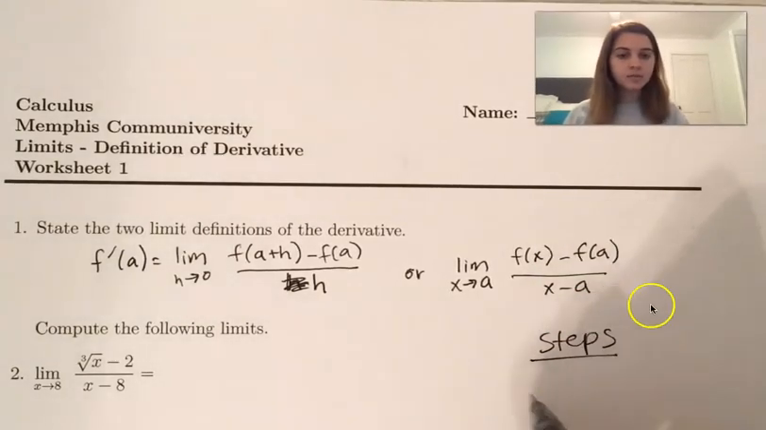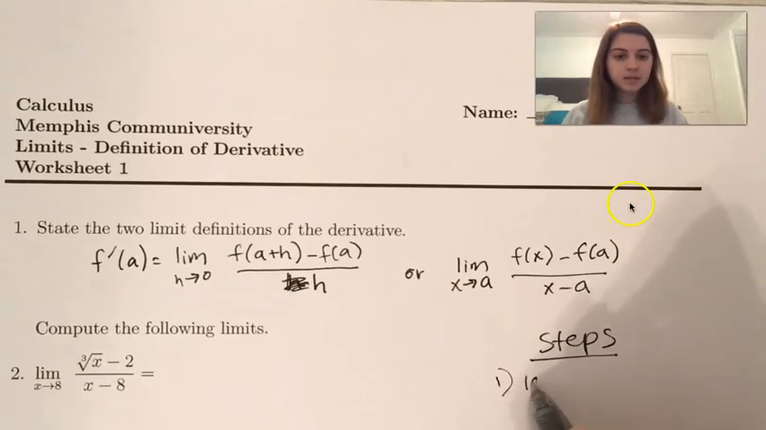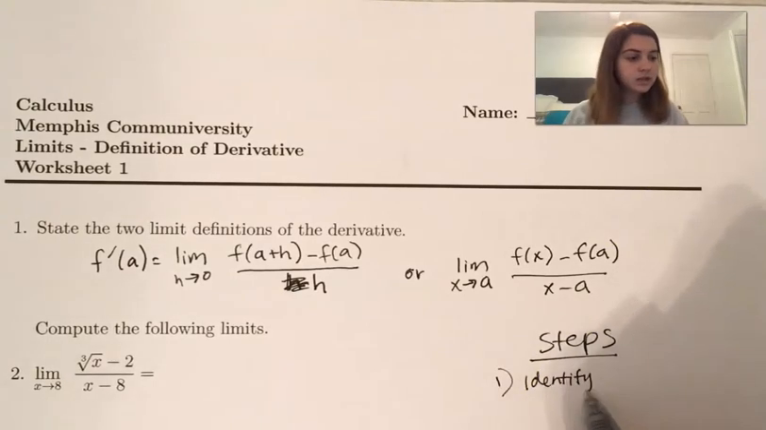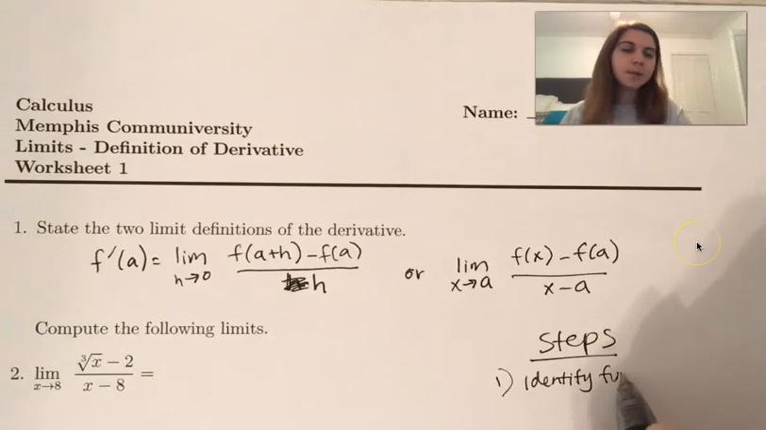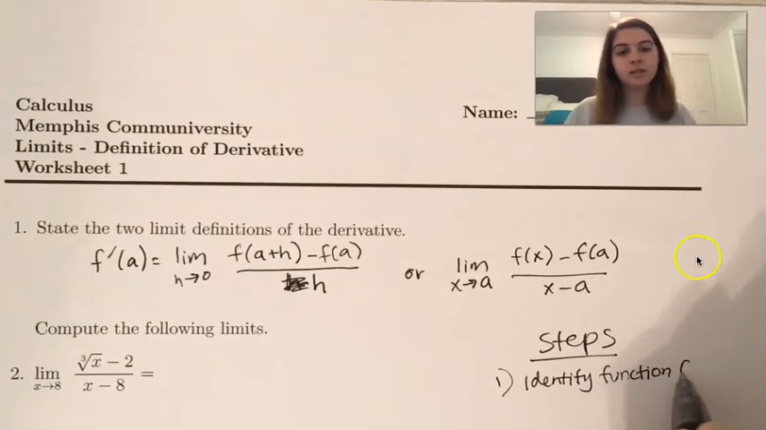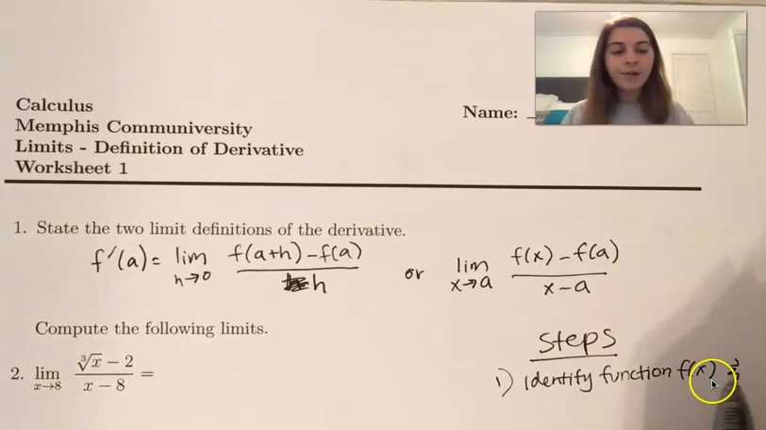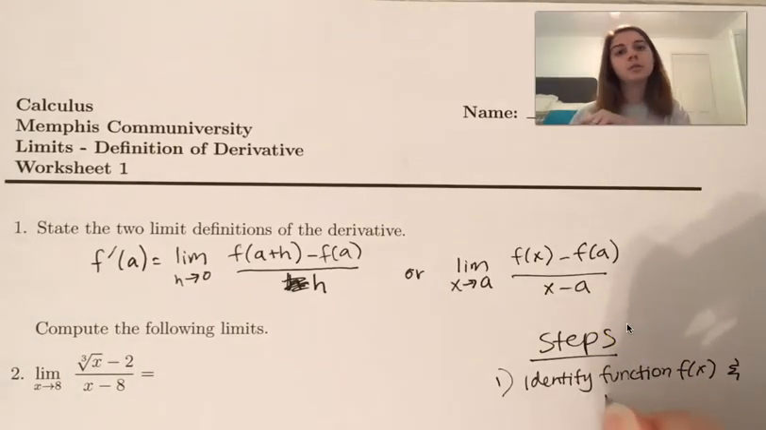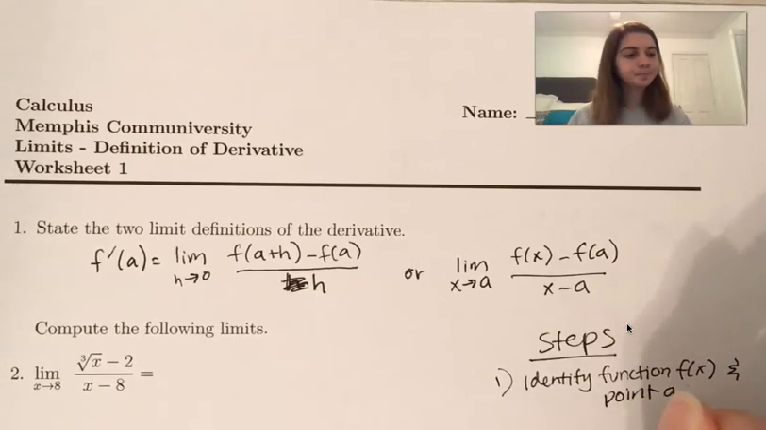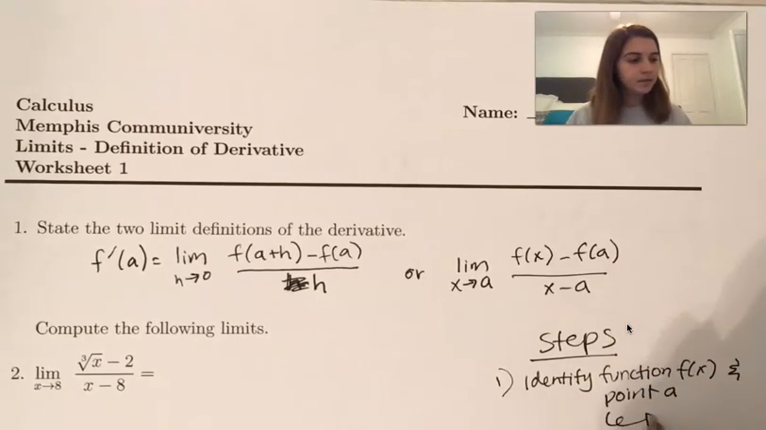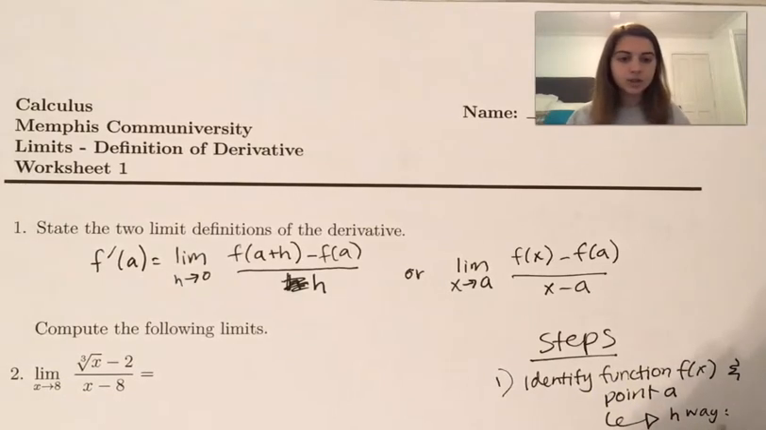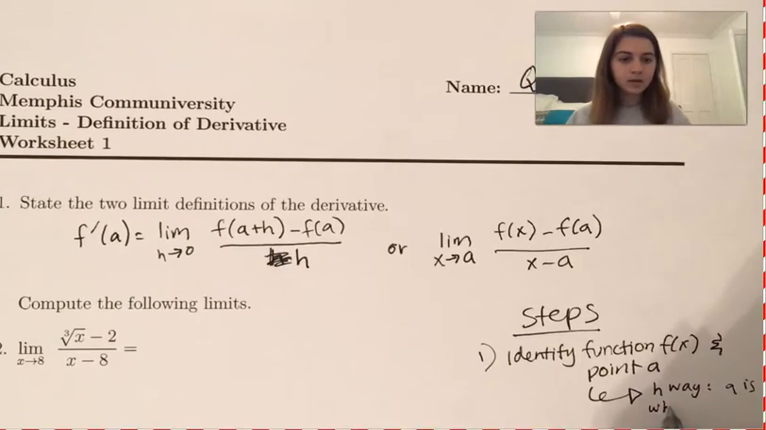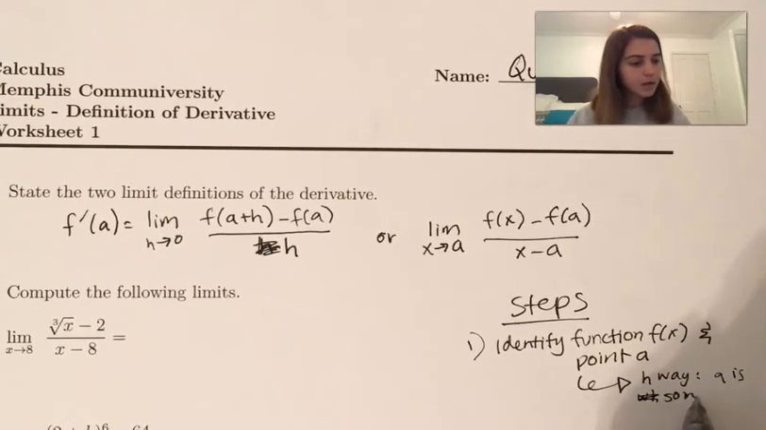As you see down here, we've got a couple steps to be able to solve these problems. And the first thing you need to do is identify the function and the point, which is a. So remember, a is the point at which we're finding the slope of the tangent line. For the h way, like I said, a is something plus h. So let's see if you can see this a little better here.